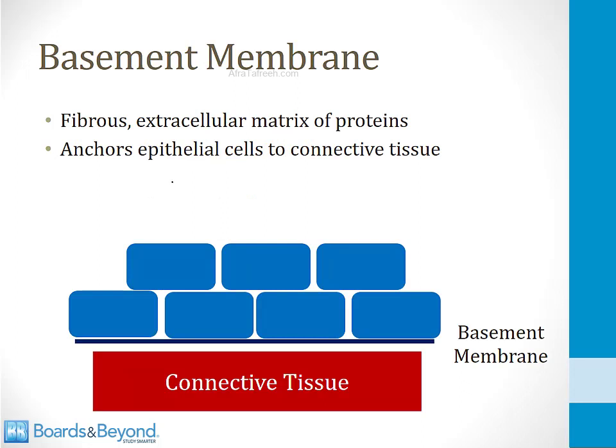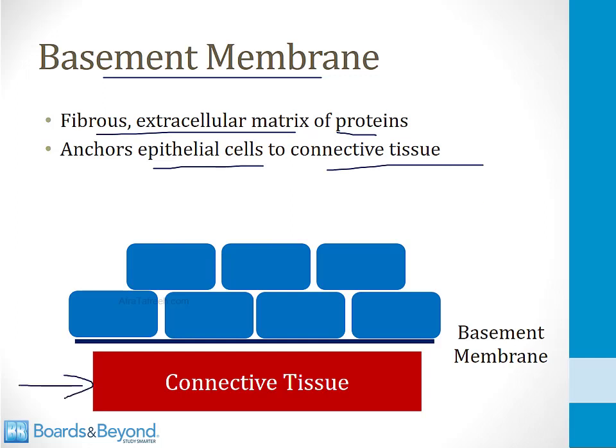Closely related to epithelial cells is a structure called the basement membrane. As the name implies, this is a membrane that's found underneath or in the basement of layers of epithelial cells. It's made up of proteins. It's a fibrous extracellular matrix, meaning a whole bunch of proteins linked together, and its job is to anchor epithelial cells to the connective tissue, as I've shown in this picture. So for example, if you have connective tissue under the skin, you might find a basement membrane linked to that connective tissue, which in turn links to the epithelial cells, which may be layered in the skin.